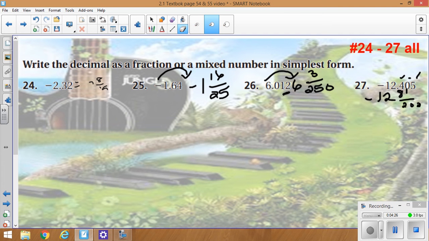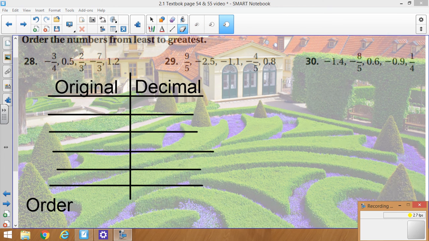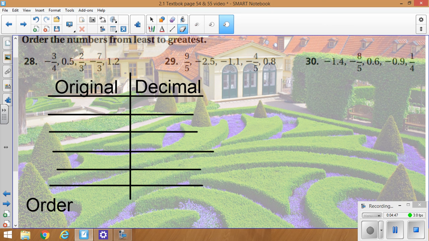Okay, on the next page, okay, there we are. So on this page here, we're going to be ordering numbers from least to greatest. So what I'd like you to do is take a few minutes, pause the video, try these 3 examples. I've set up a chart for you, and I'll show you real quick what I use the chart for. On the left side, I like to write the original numbers.